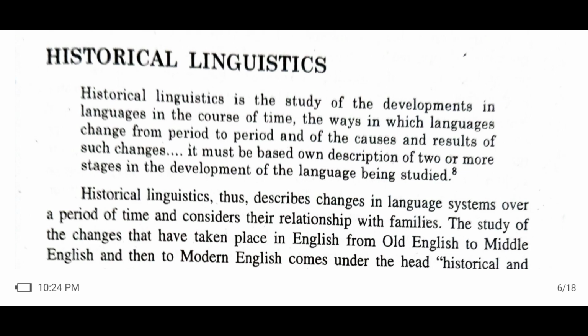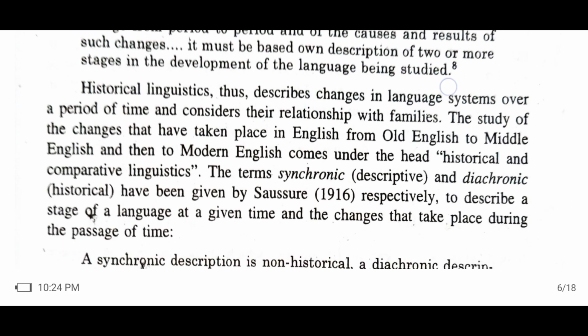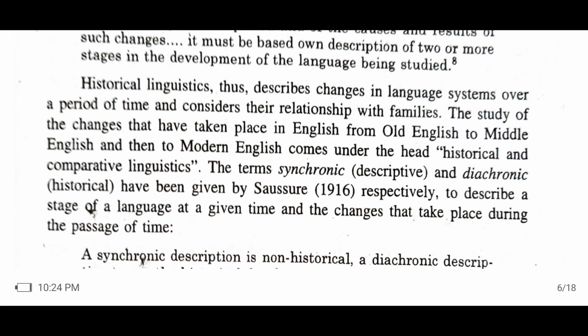Historical linguistics thus describes changes in language systems over a period of time and considers their relationship with language families. The study of the changes that have taken place in English from Old English to Middle English and then to Modern English comes under the head of historical and comparative linguistics.